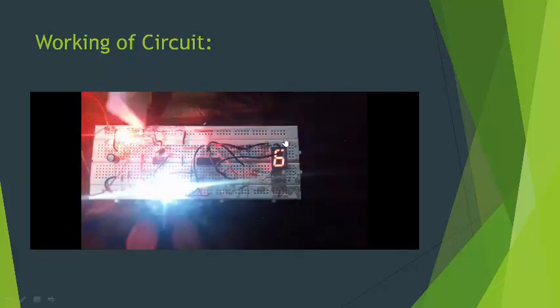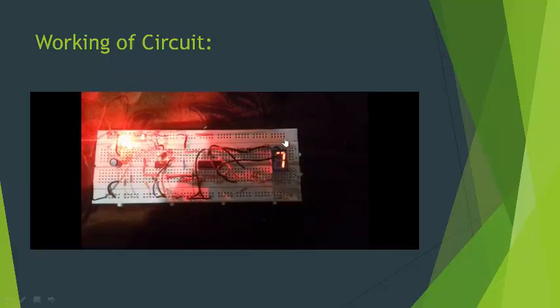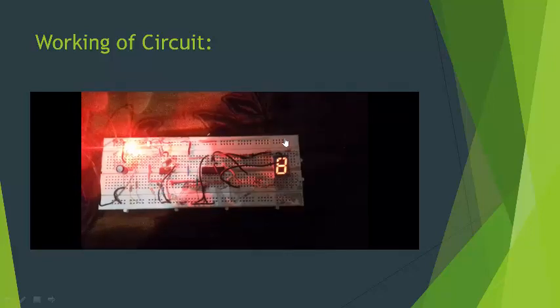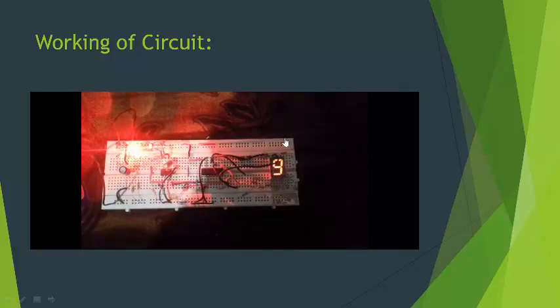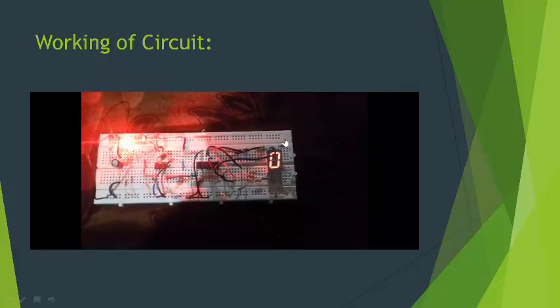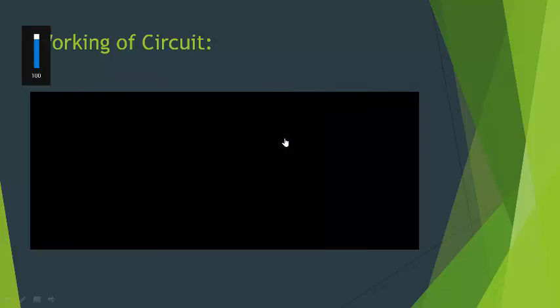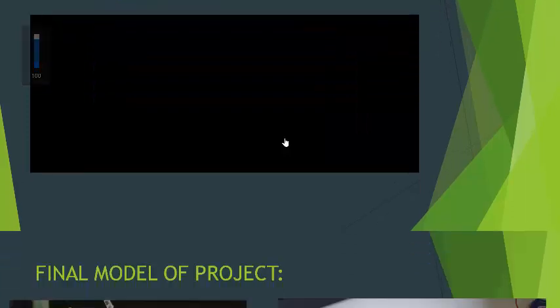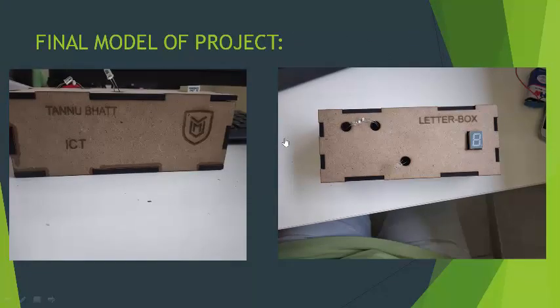Now here you can see that the letters come one by one, so it counts the number of letters coming into the letter box. It counts 0 to 9 and again 0. Now the final model of the project is here.